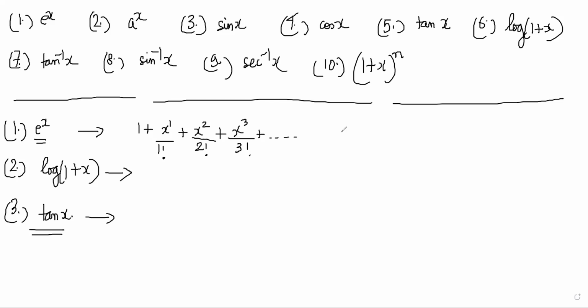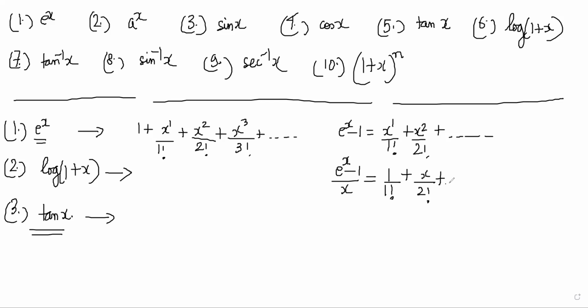So now you can see that e power x minus 1 will be simply x power 1 by 1 factorial plus x power 2 by 2 factorial and so on, right? And e power x minus 1 by x will be 1 by 1 factorial plus x by 2 factorial and so on. And now you can put the limit easily.